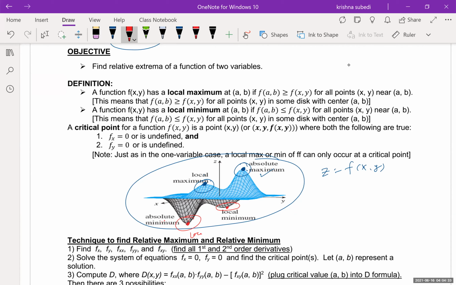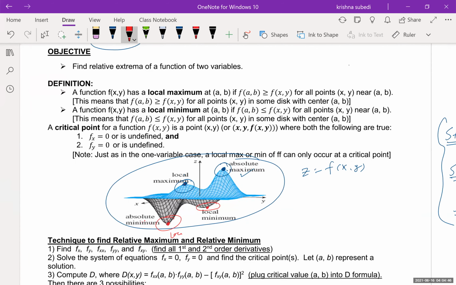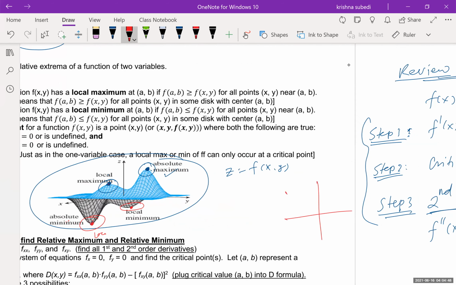So we know the meaning of local and absolute in calculus 1 as well. Same idea, but the only difference here is that the graph is different, because now the graph is a surface, whereas when we talk about 2 dimensions, the graph is simply a function like this, right? Just a line, a curve.